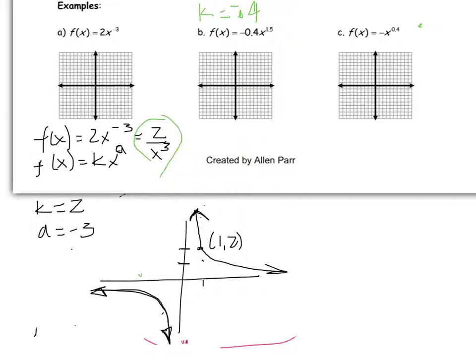I'm still not going to be able to graph that here, so I'm going to have to graph it somewhere else. My a value, or my power, is 1.5. Because my a value is 1.5, that means it's greater than 1, so the right half of my graph is going to look like that of a quadratic. Now let's see if I can graph this.